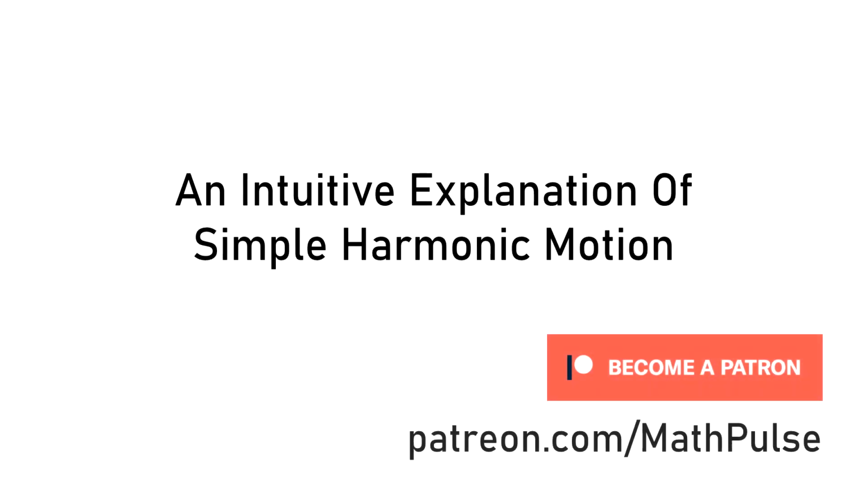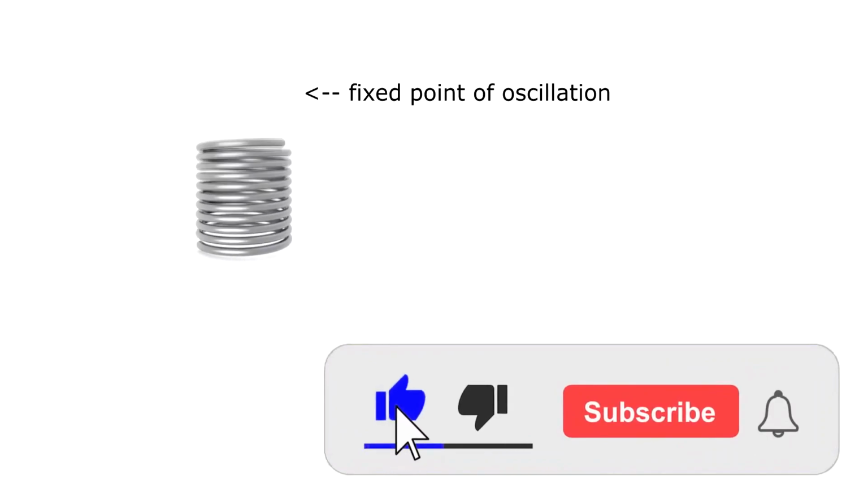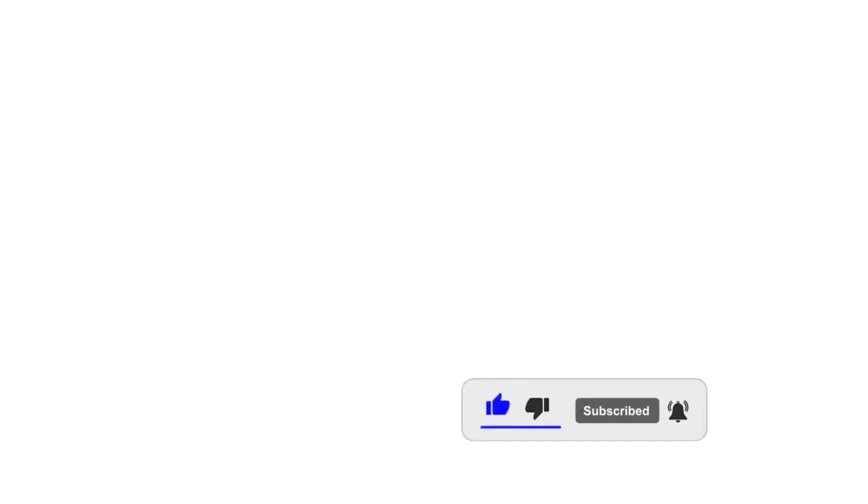In today's video, I'm going to give you an intuitive explanation of simple harmonic motion. We say that an object is experiencing simple harmonic motion when its position oscillates around a given point, like a spring. The motion of such an object can be visualized using a spinning circle and a point. Let's draw a horizontal line that's stuck to this point.